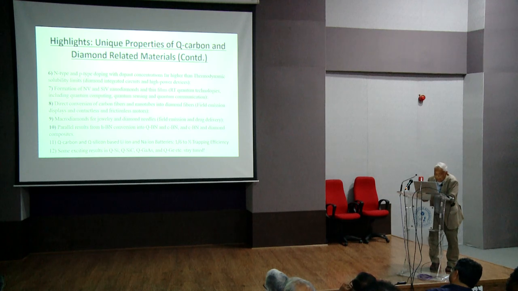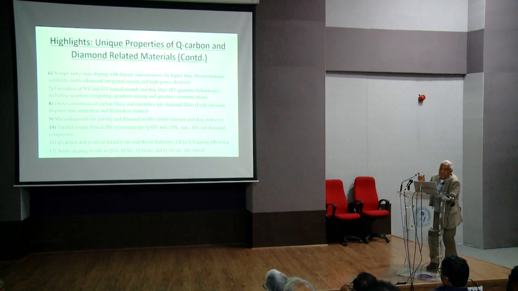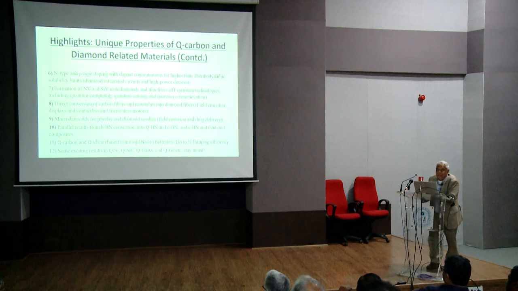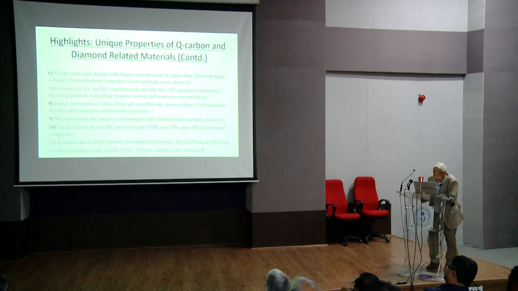Most recently, we have shown that you can take carbon nanofibers, nanotubes, and you can convert them into diamond. Each pulse gives you a 50 nanometer rod, for example, and the next pulse gives you another. So it's called pseudo-epitaxial growth. That means the seed from the top and then it comes down. We have parallel results from HBN, QBN, CBN.